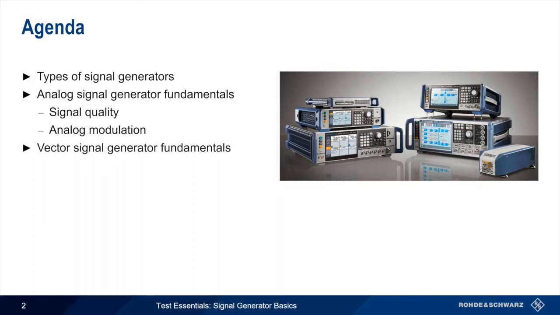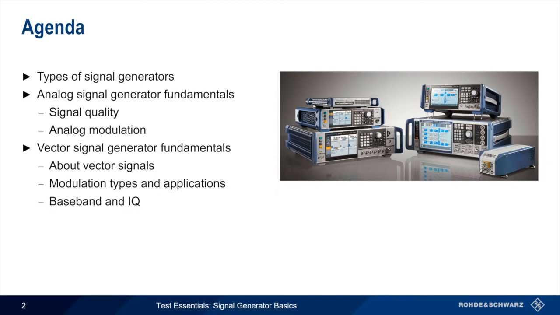In this section, we'll start by explaining what we mean by vector signals, as well as the modulation types and applications most commonly found when using vector signal generation. The concepts of baseband and IQ will also be introduced, followed by an overview of the different impairments and fading that can be created using a vector signal generator. And we'll end the presentation with a general summary of what we've covered.